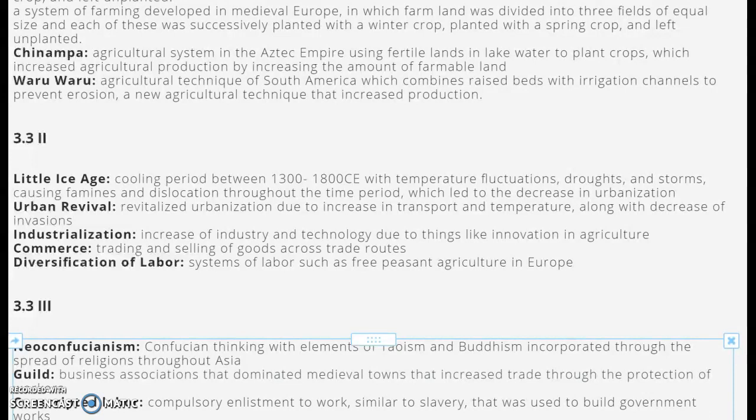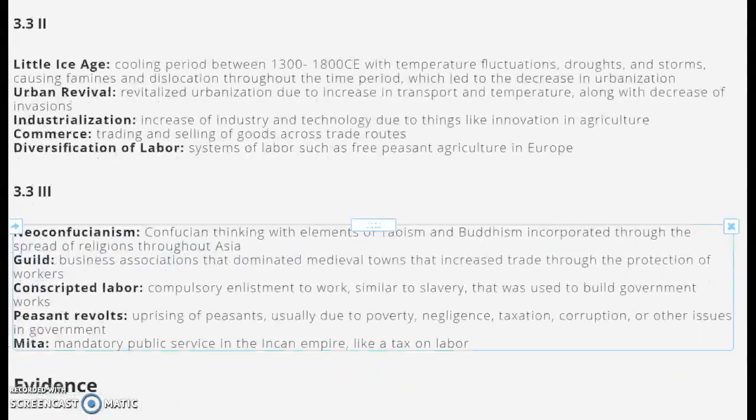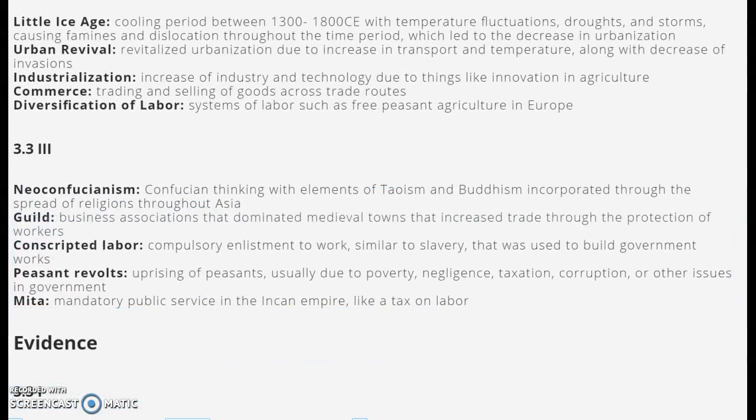And then the diversification of labor, that was just the different labor systems that were at this time. The third Roman numeral, vocab: Neo-Confucianism was the new way of thought that combined Confucianism and some Buddhism and some Taoism, and it brought a different way of thinking, especially with gender and things like that.